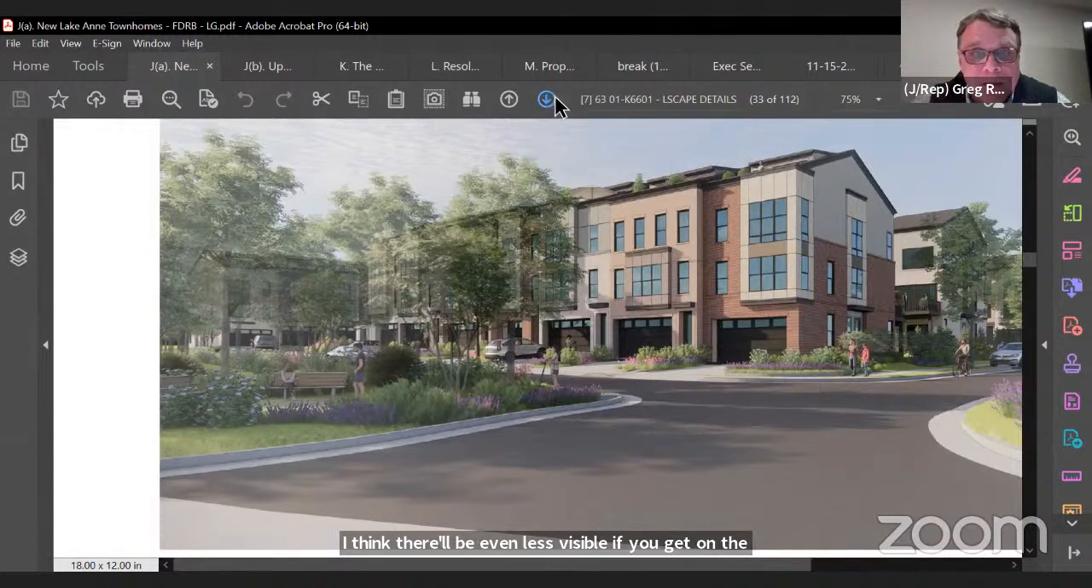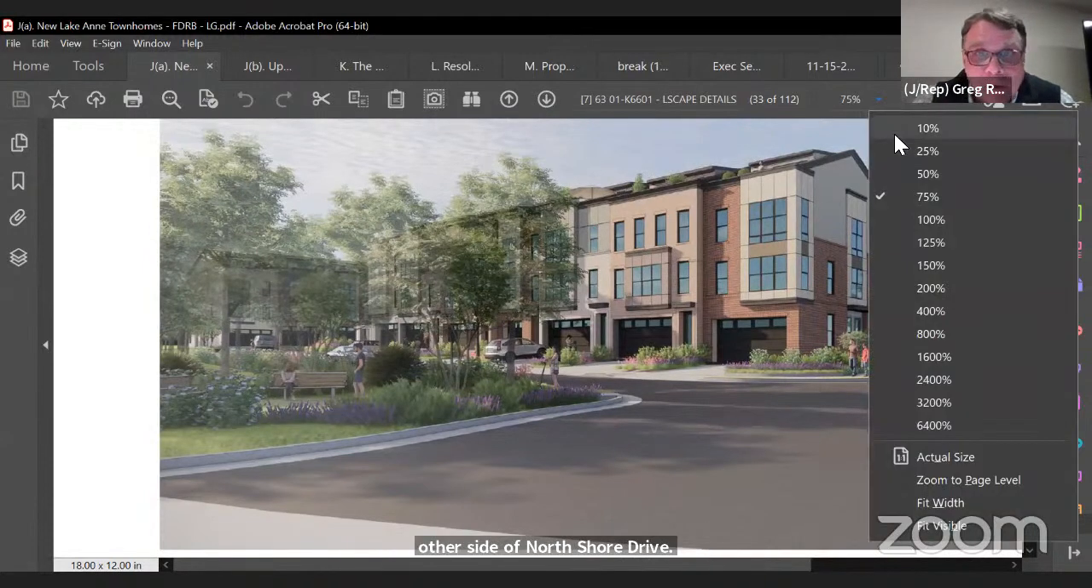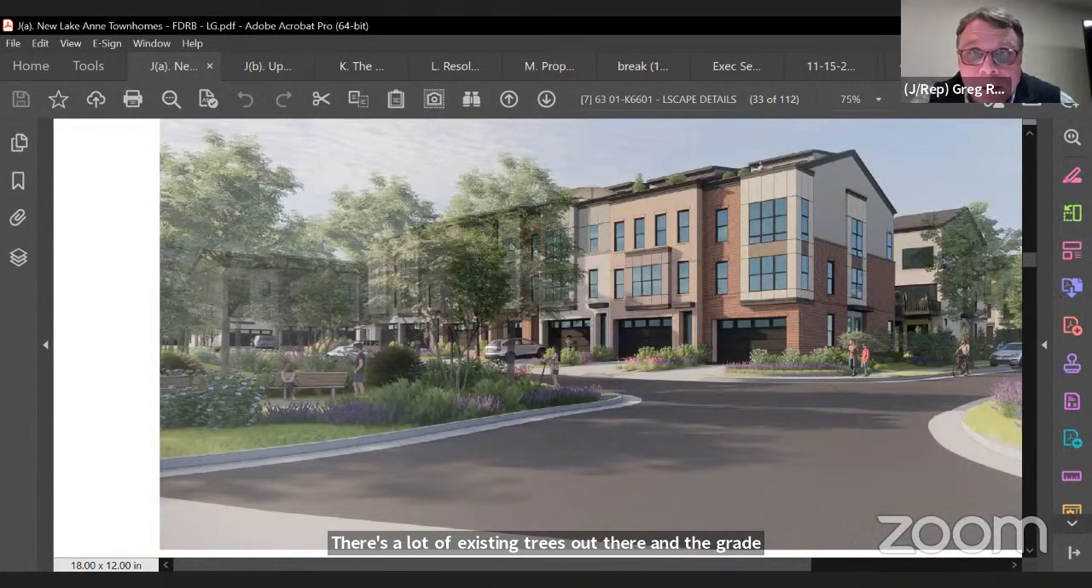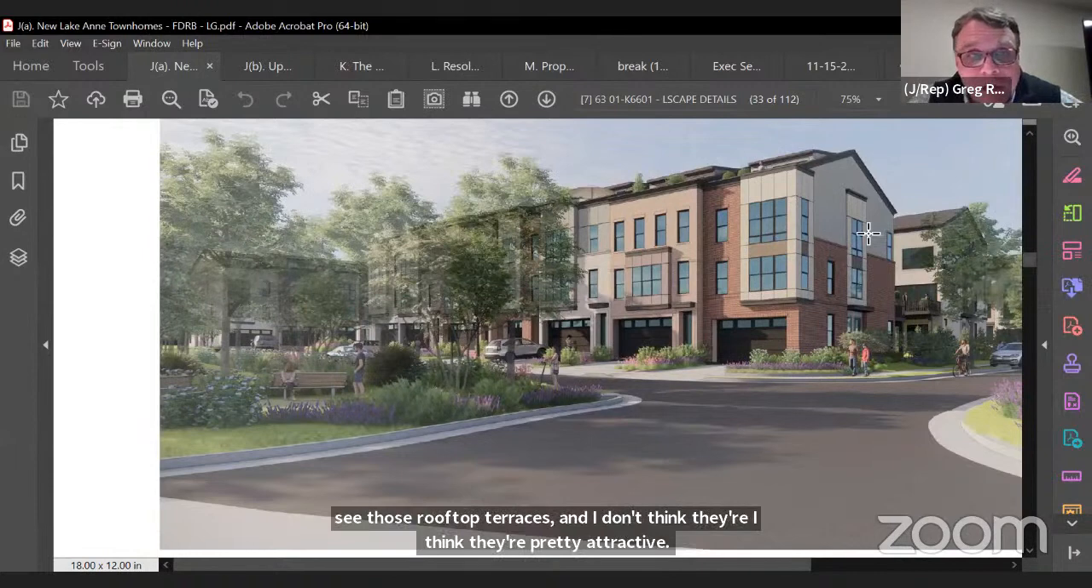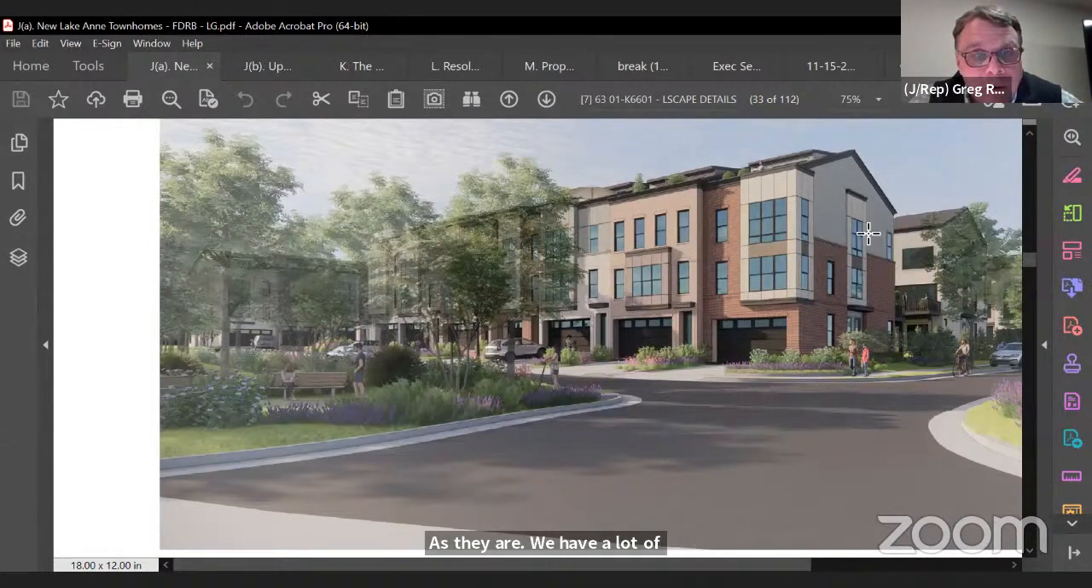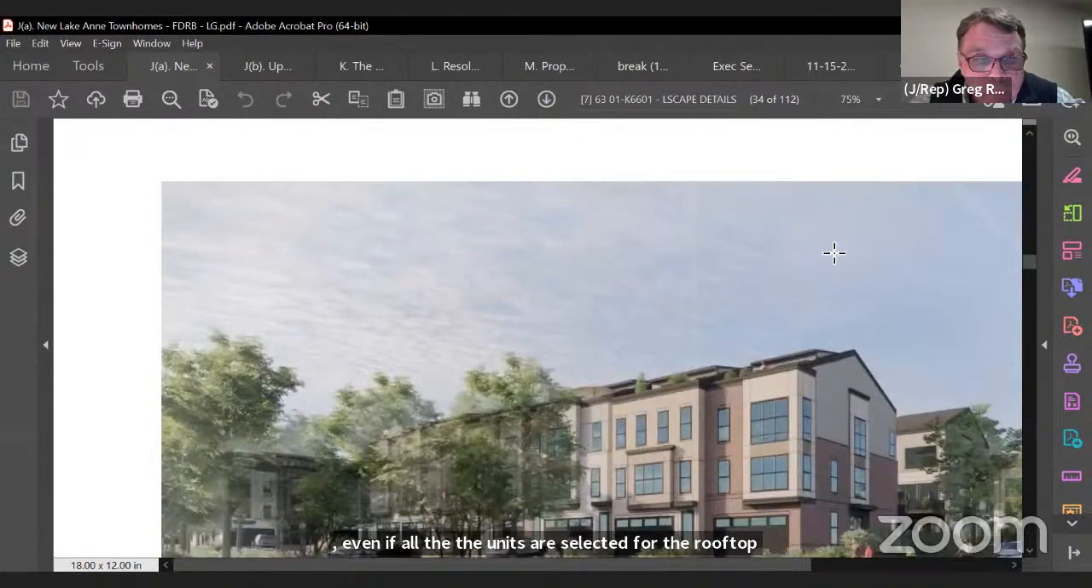There's a lot of existing trees out there, and the grade drops a little bit, which would make it even harder to see those rooftop terraces. And I think they're pretty attractive as they are. We have a lot of landscaping that we'll be putting in along the frontage of the community. So all of these things in combination, I think, will bring a very attractive appearance to these homes, even if all the units are selected for the rooftop terrace. Next slide, please.